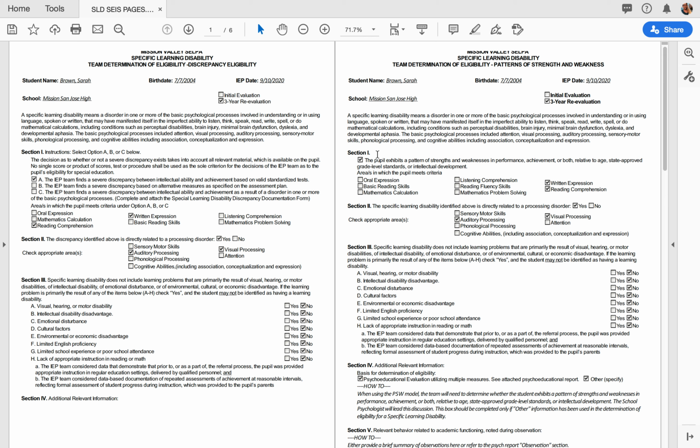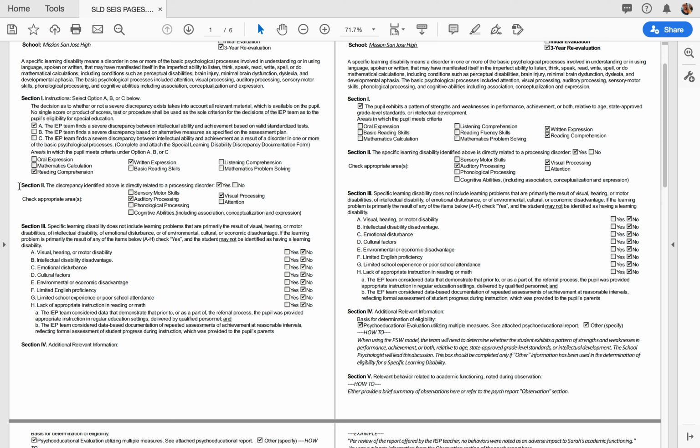As your school psychologist will continue to be trained in using PSW in terms of analysis and interpretation, many teams are beginning to use the PSW form right here to determine a student's eligibility for SLD. So section 1 on both of these notes which academic area is affected. These choices are the same in both areas. So which academic areas are affected?